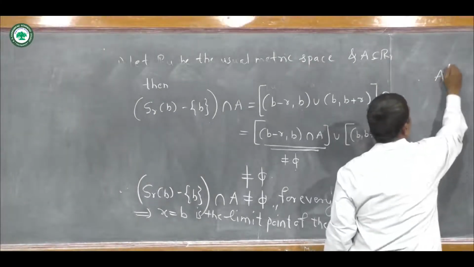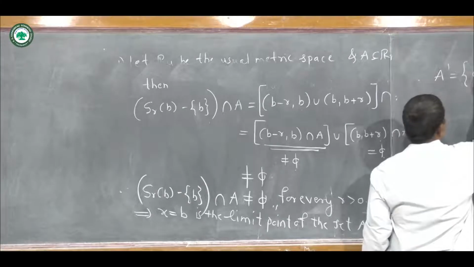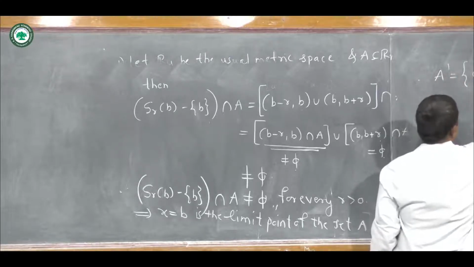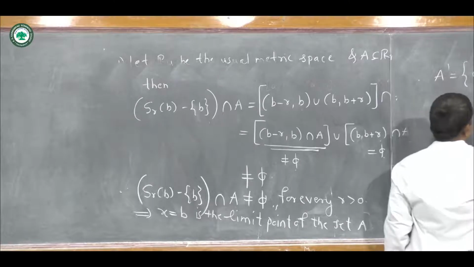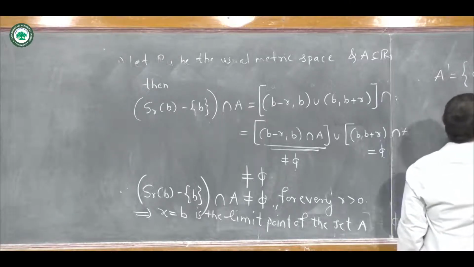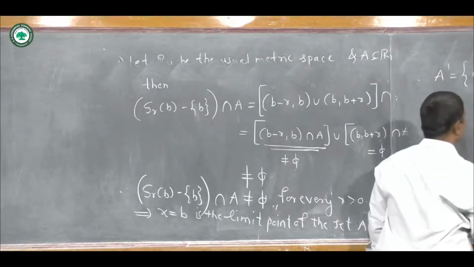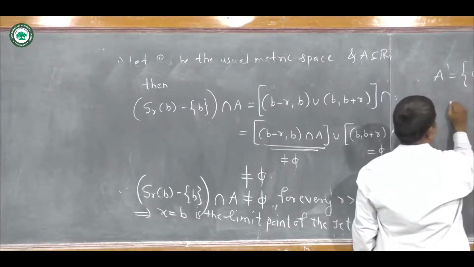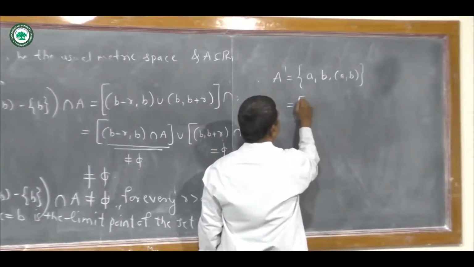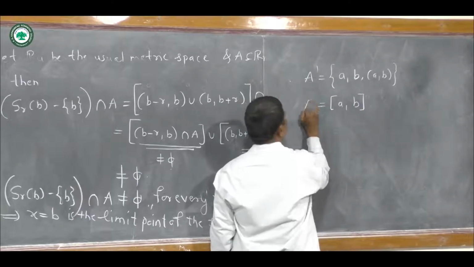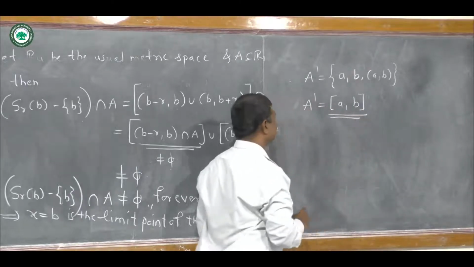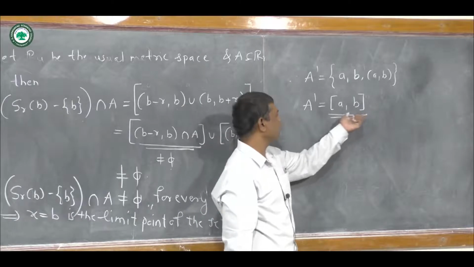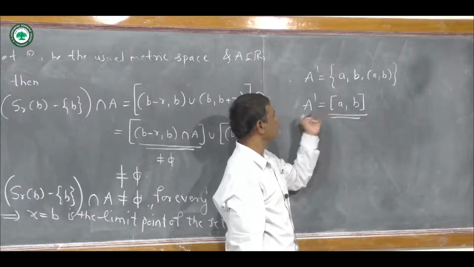Therefore A dash is equal to this. Now we know that small a is a limit point of set A, and small b is also a limit point of set A, and every point in the open interval a to b is also a limit point of set A. So therefore the closed bounded interval a to b is the set of limit points of the set A.